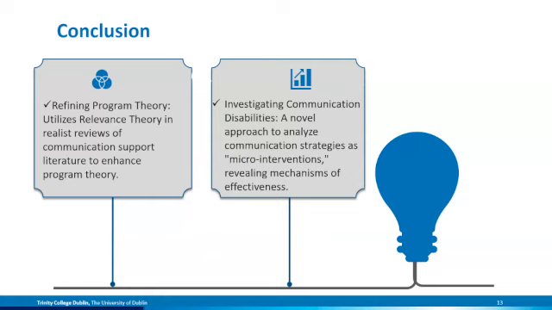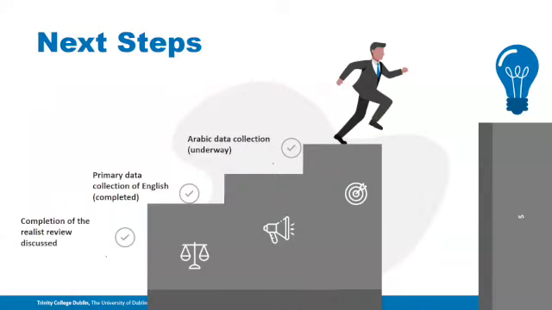So this approach offers a new methodological avenue for investigating how communication strategies help in communication disabilities and conversation, as it allows us to systematically uncover the mechanisms that make communication support strategies effective. Finally, here are our next steps. We have completed the English data collection, and we are now working on collecting Arabic data, and we are also finishing the full realist review. It's underway. Thank you so much for your attention, and I'm ready to answer your questions.